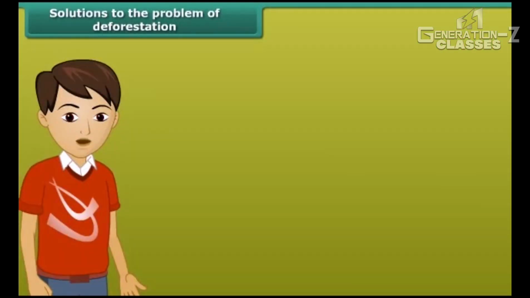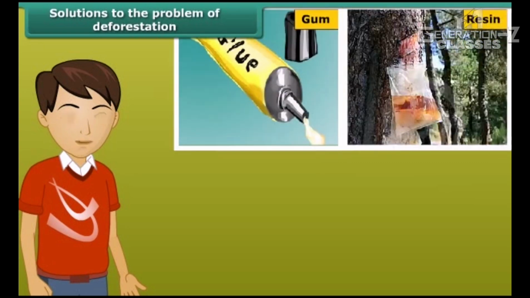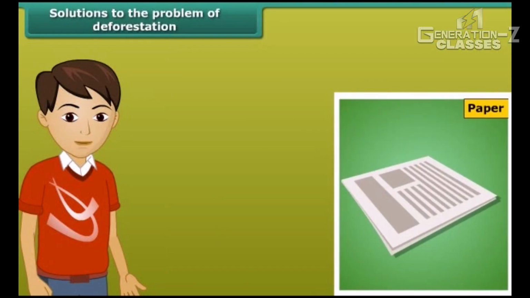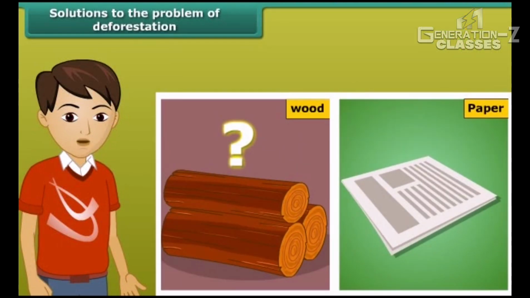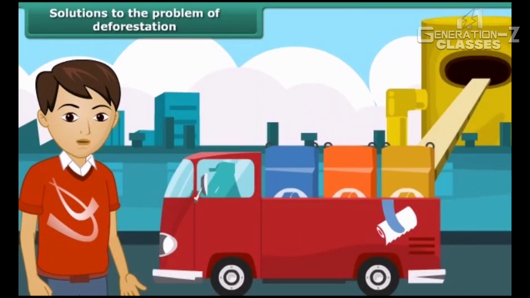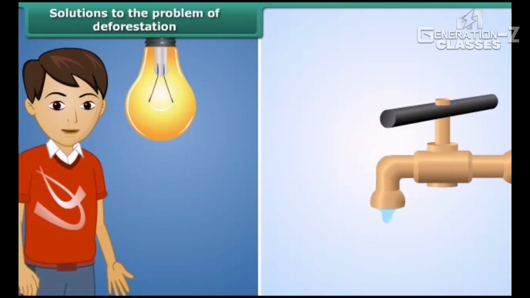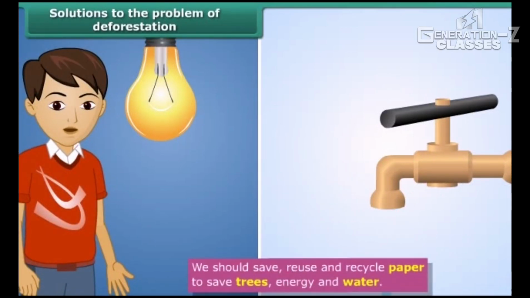We get many things from forests. Gum, resin, jute and paper are important products. Can you think of any alternatives available for paper? What would happen if we had no wood? Well, to all these questions, recycling of paper is the simple answer. Paper can be recycled 5 to 7 times for use. By recycling the paper, not only trees, but also energy and water could be saved. Thus, we should save, reuse and recycle paper.